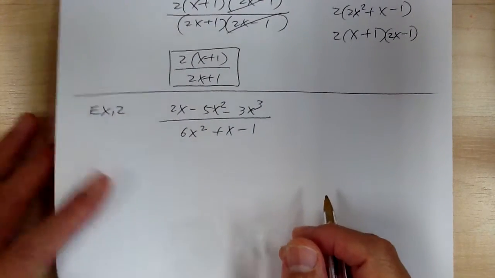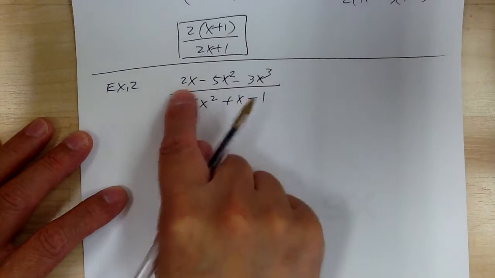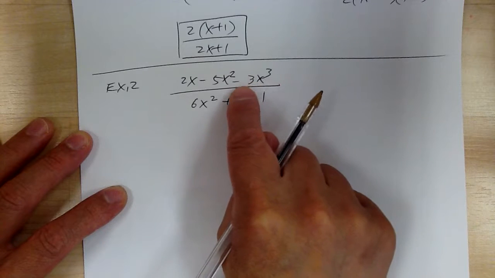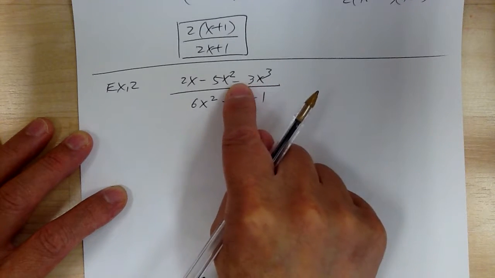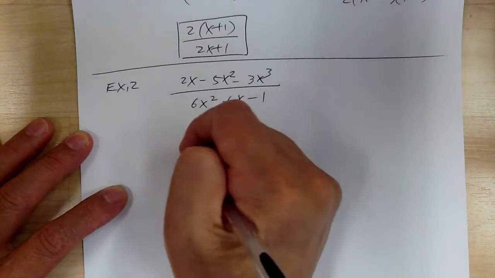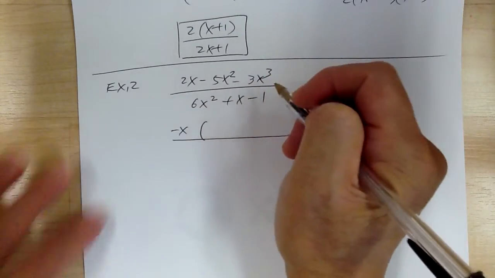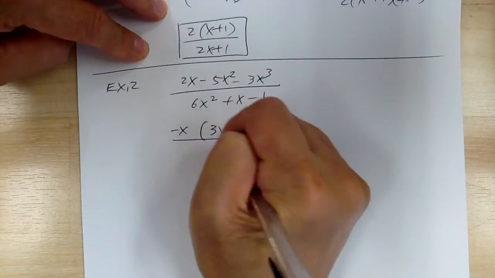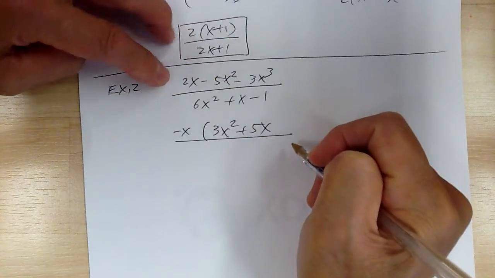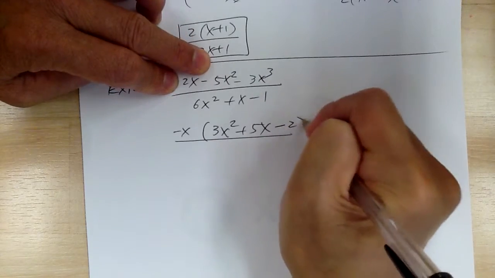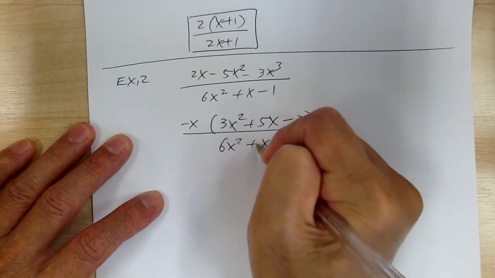So first, I am going to factor out the negative x, okay? Because there's a negative in the first term. This is the leading term. I have a negative, so I'm going to factor out the negative, and all these have an x, right? So I'm going to factor out the negative x, and I'm going to put this in the correct order. So factor out the negative x, and it becomes 3x squared. This one I factor out the negative x, so it becomes plus 5x. This one I factor out the negative x and it becomes minus 2. Okay, and on the bottom, leave it alone for now.